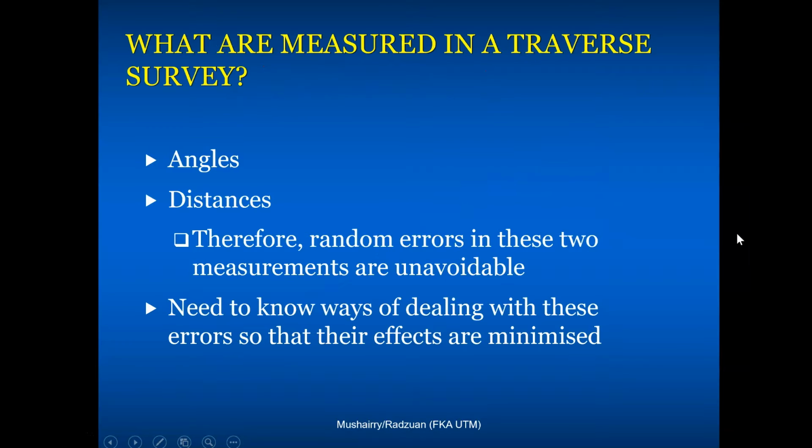When we do our traverse, when we do the work, we observe angles, we observe distances. So random errors in these two measurements will be there, unavoidable. We cannot just ignore them. So we need to know ways of dealing with these errors so that we can minimize their effect in our final answer.